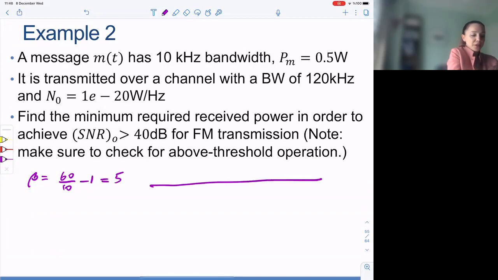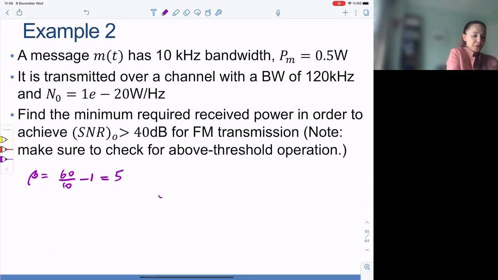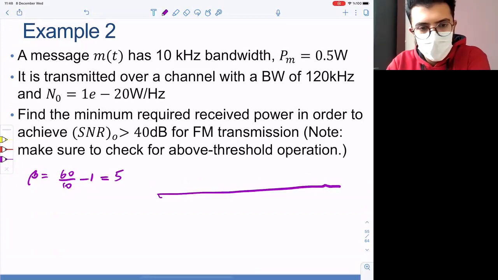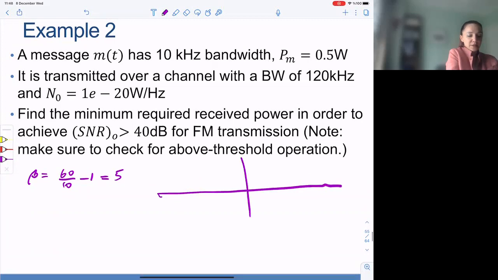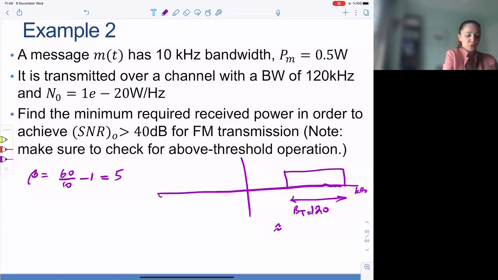Right. So basically, we can immediately infer that beta is fixed. Essentially, beta has been specified in the problem as 60 over 10 minus 1, which is 5. Why? Because they're telling us that the transmission bandwidth is 120 kilohertz. And we know that this is approximately equal to, via Carson's rule, twice beta plus 1 times W.